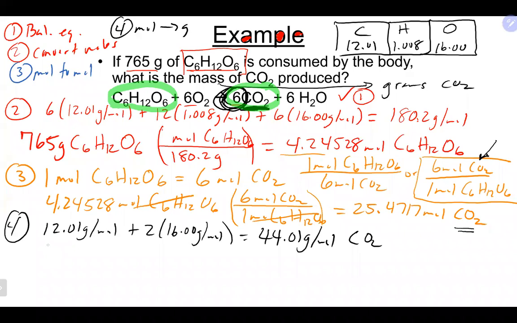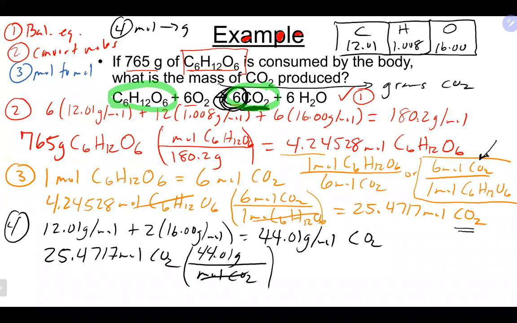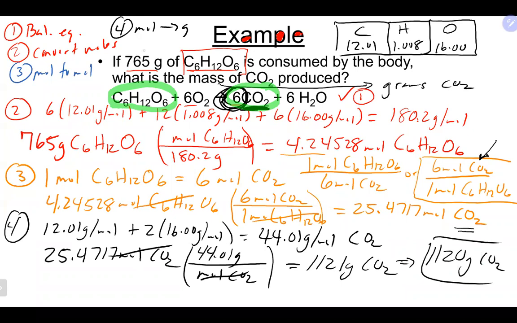So lastly here, to finish this up would be 25.4717 moles of CO2 using the molar mass as a conversion factor, 44.01 grams per mole of CO2. The moles will cancel, and that will get us some type of number, 1121 grams of CO2. Probably should end up being something like 1120 on some sig fig action based off of this number, which is the only number we have, which is 3 significant figures in this case.